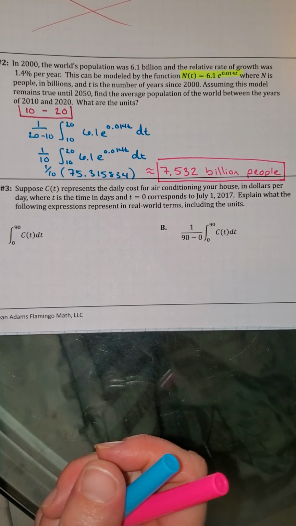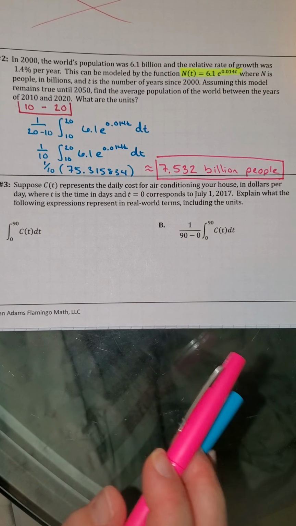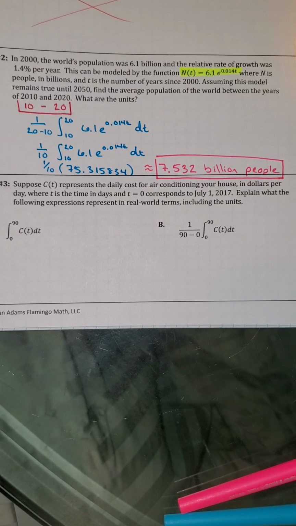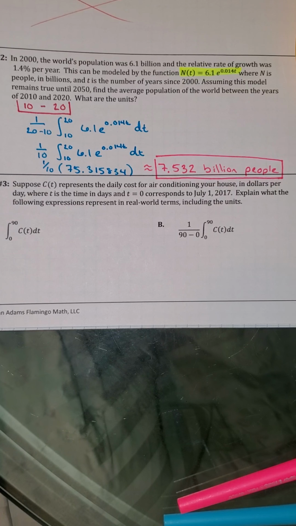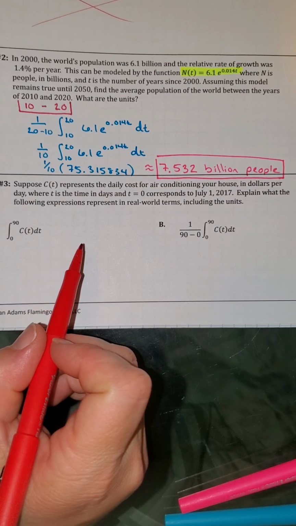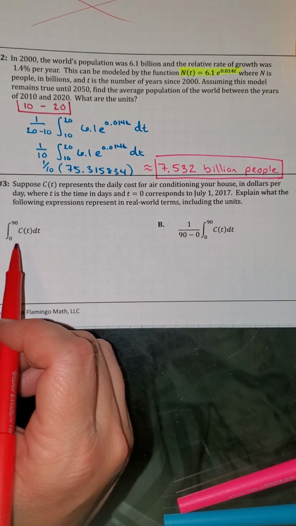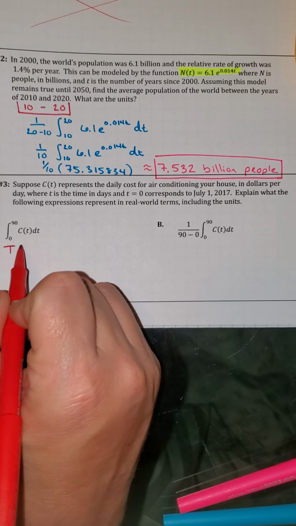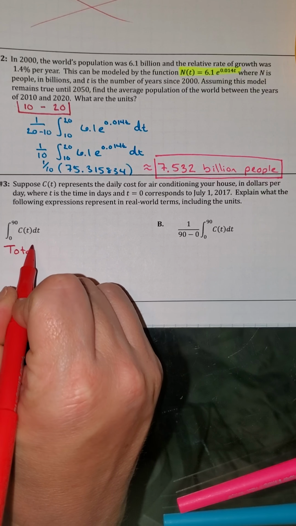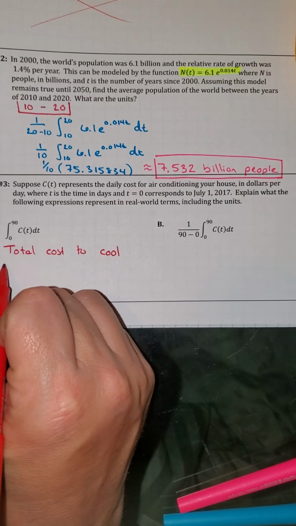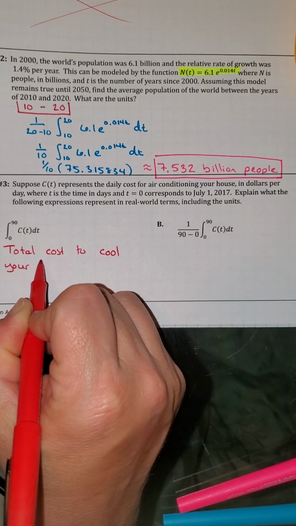And then I do like this problem on example 3. It says, suppose C of t represents the daily cost for air conditioning for your house in dollars per day, where t is the time in days and t equals 0 corresponds to July 1st, 2017. Explain what the following expressions represent in real world terms, including units. All right, the integral from 0 to 90 of C of t is the total cost to cool your home for 90 days.